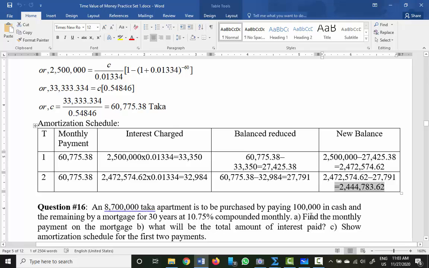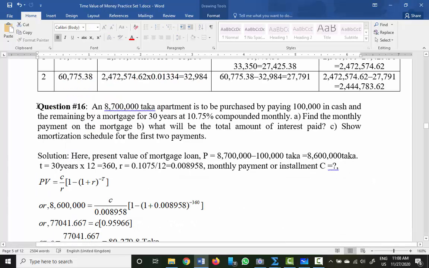So the bank will calculate the amortization schedule in this way for all the 60 payments. I have just shown you the amortization schedule for the first two installments, but the bank will calculate it for all the installments this way.